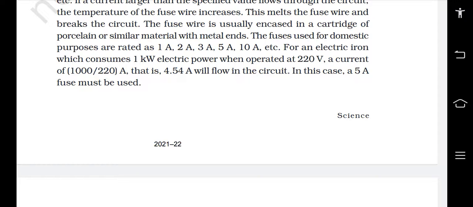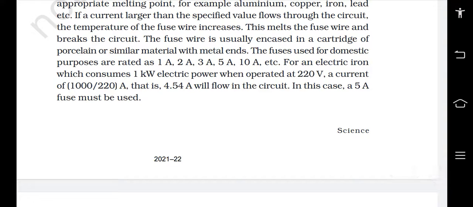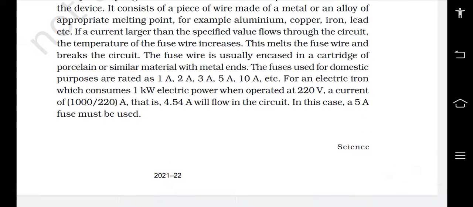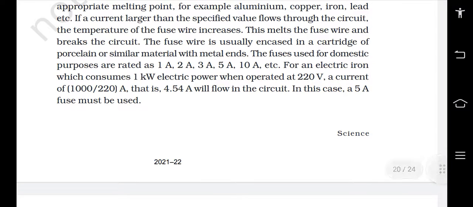Which type of fuse do we have to use? We have to use a 5 ampere fuse. Why? Because 4.54 is the nearest to 5 ampere. The device requires 4.54 ampere current, and the nearest one is 5. So if you use a 5 ampere fuse, when more current flows, this fuse will melt and the device will be safe.